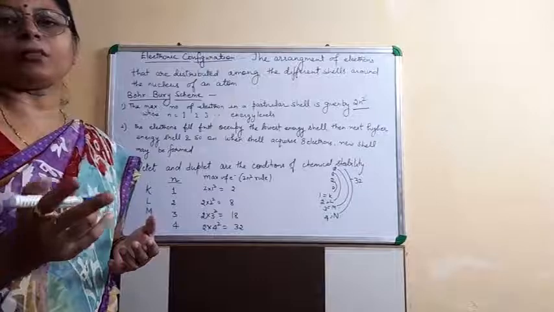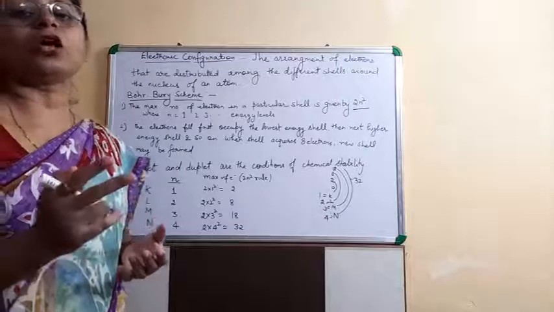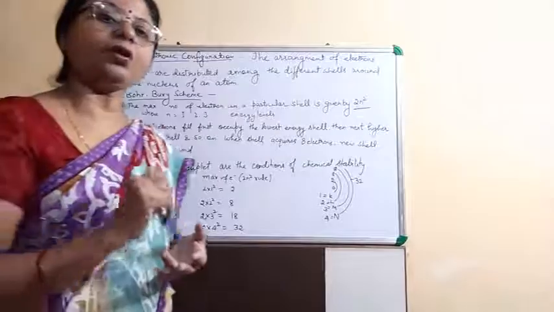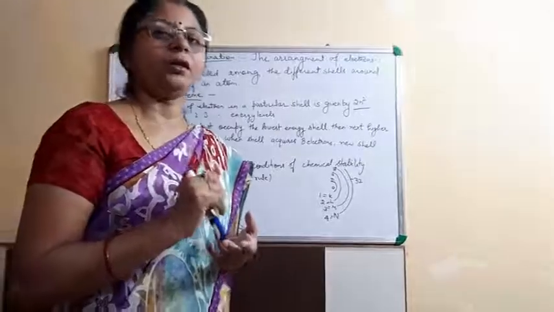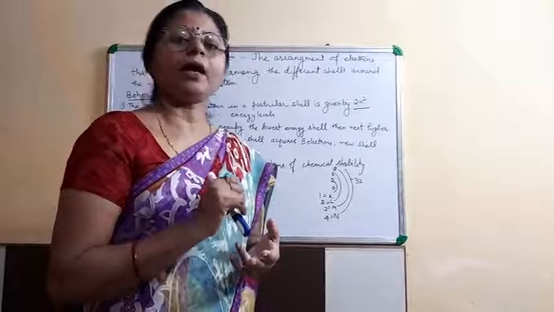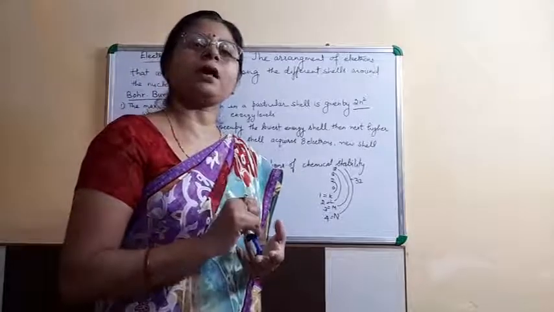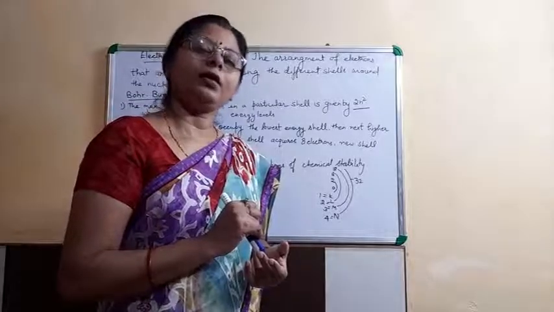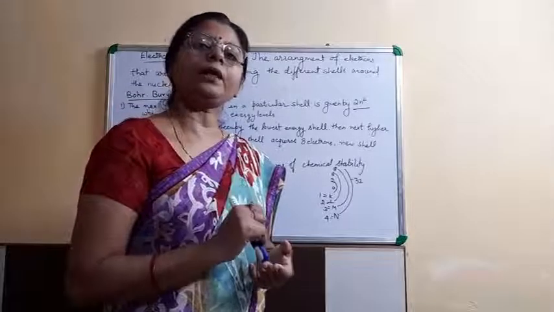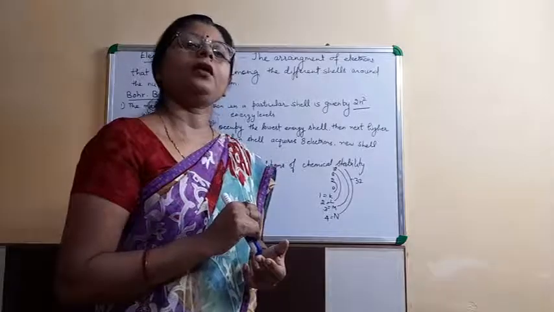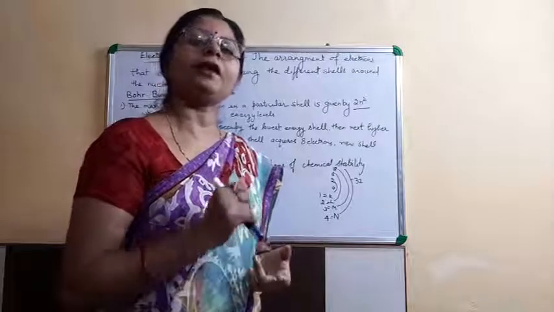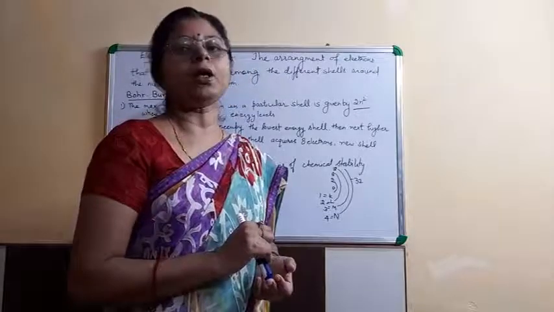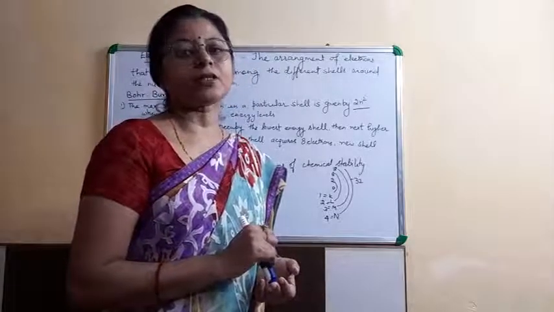If the 2 electrons are present there, that is called the duplet structure. So if the electrons are filled only in the K orbit, that is called the duplet structure, and the duplet structure is stable. If the atom has the duplet structure, only the K shell with 2 electrons, then it is chemically inert, chemically stable.